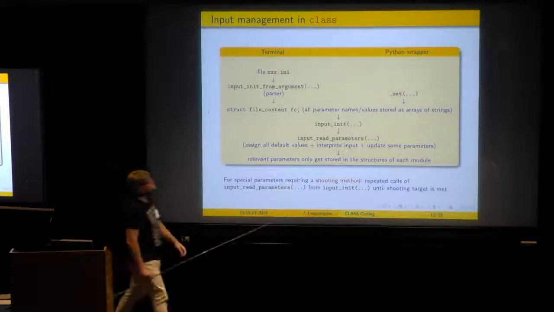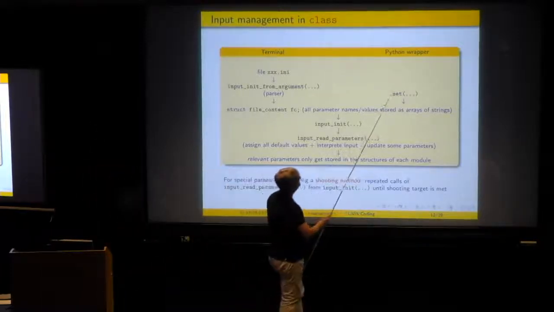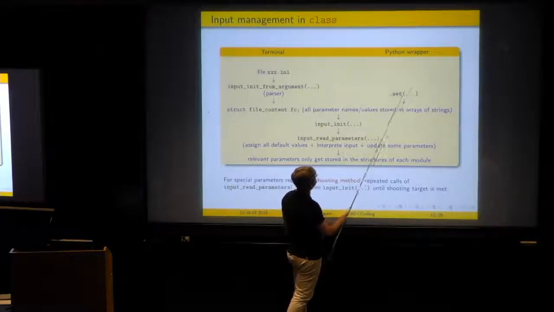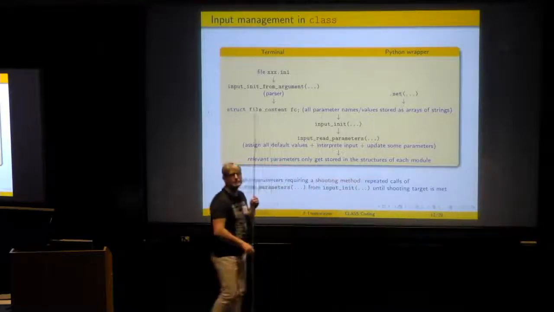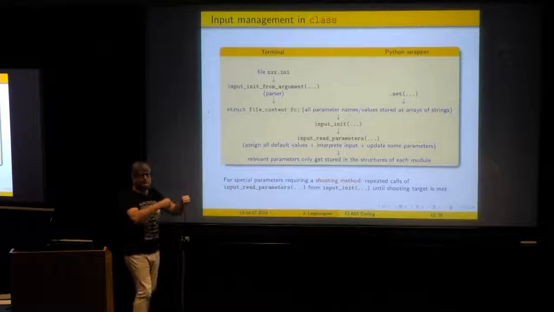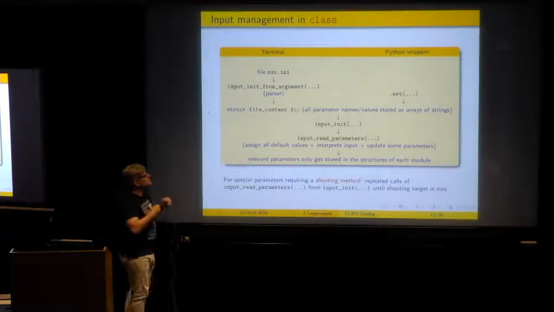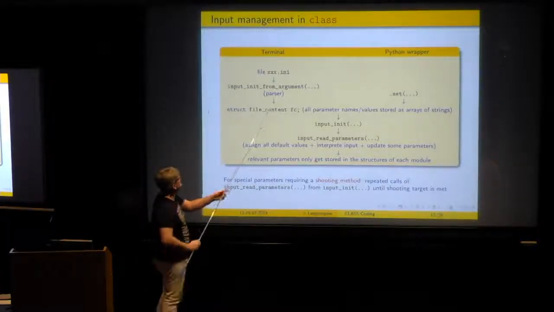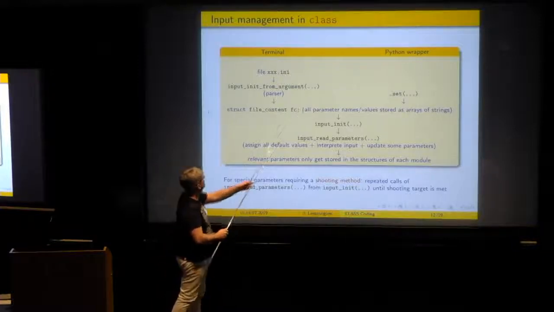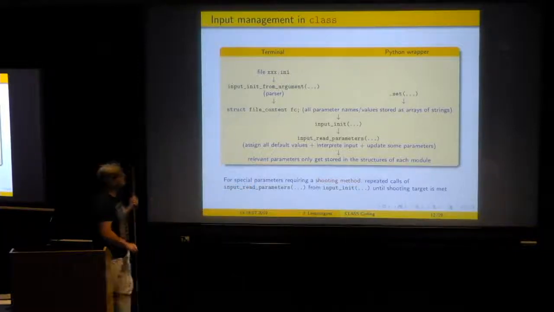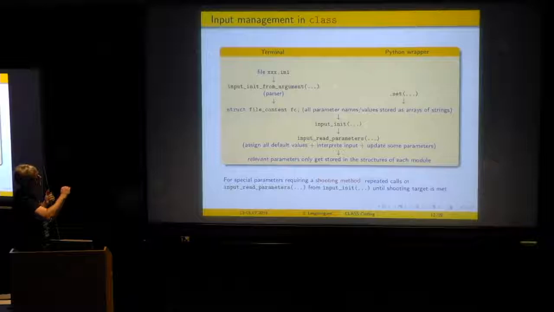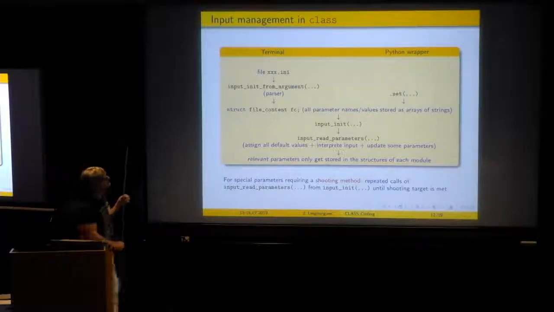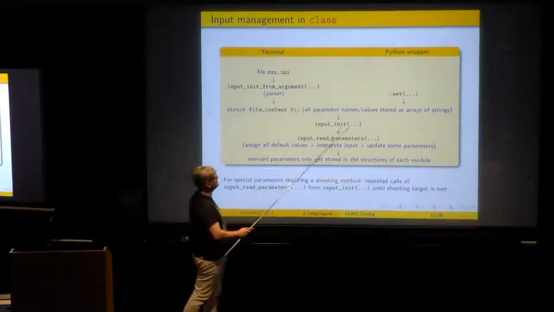If you use the wrapper, this will be done directly, because inside the .set arguments, you have a dictionary with already name, value, name, value, name, value. So this is very, very quickly interpreted and stored into this file content structure. So in any case, at some point, you have your file content, and you pass it to input_init.